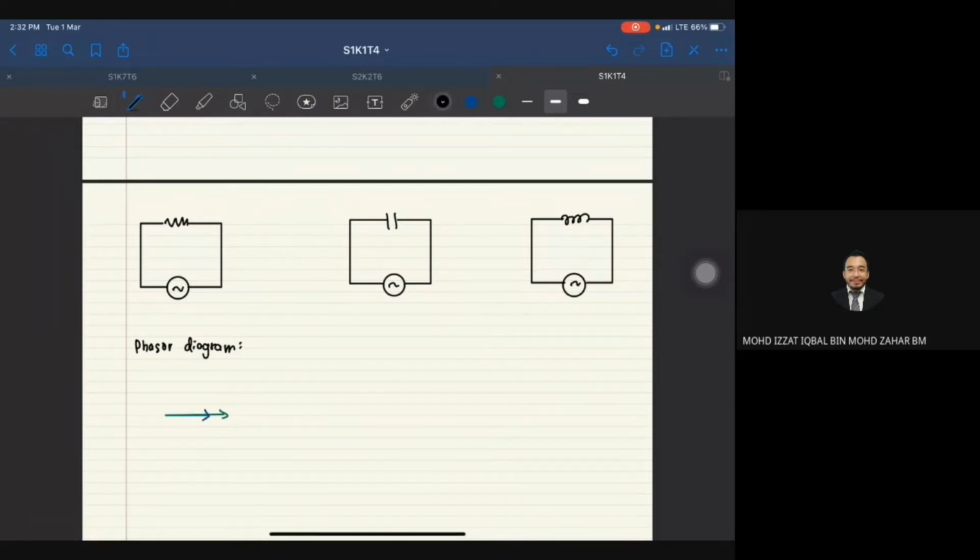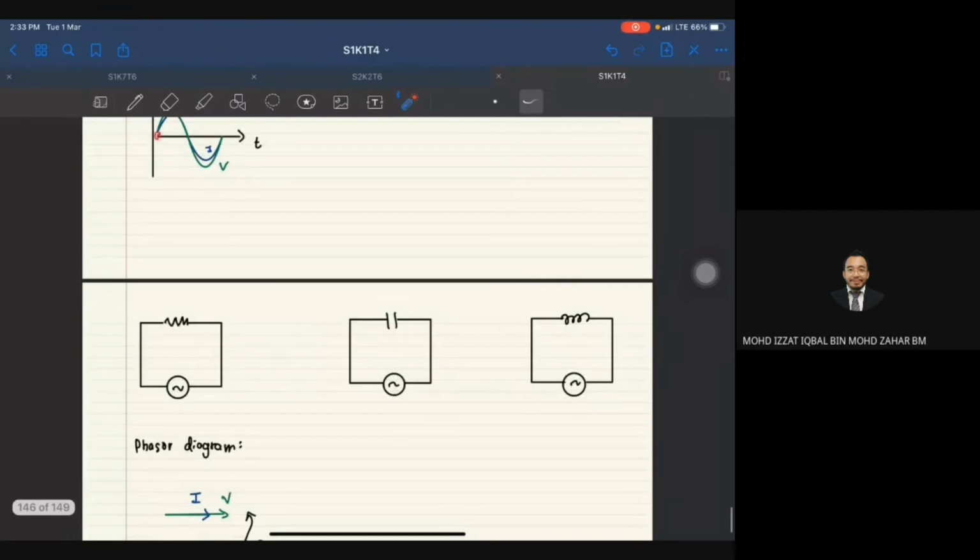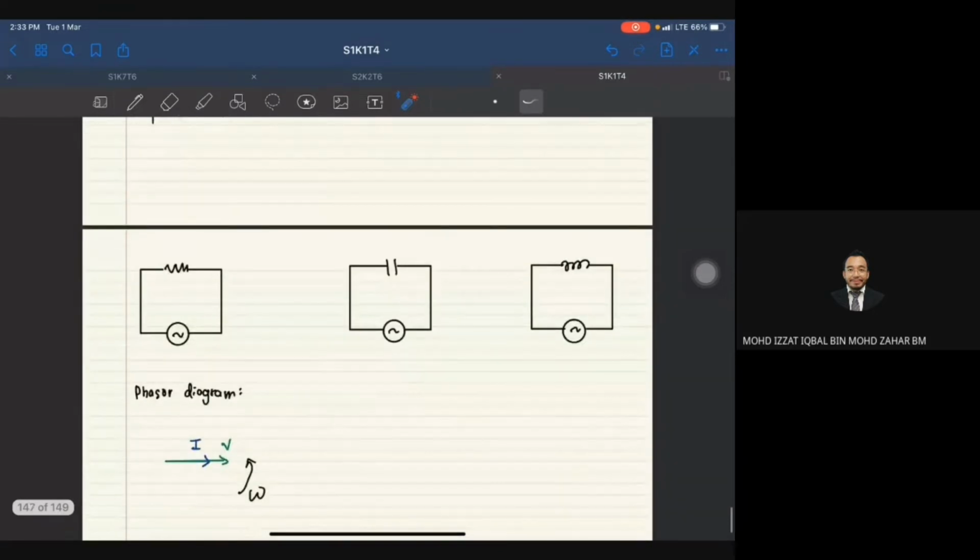Okay, imagine it as one thing that is moving, rotating in this direction. This is your omega, the direction of the omega. So basically, the current is here, and it will rotate there, rotate over there. So you can see that over here, it goes from 0 to positive. From 0, it goes up to positive.